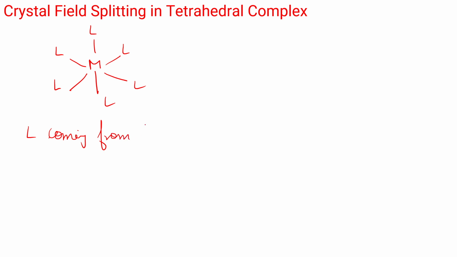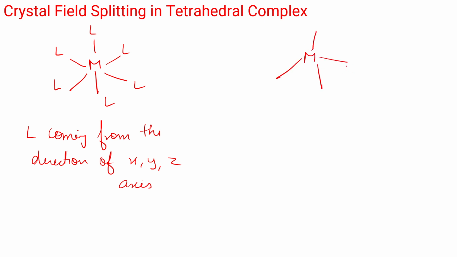Coming to the crystal field splitting in tetrahedral complexes. What was the difference between a tetrahedral complex and an octahedral complex? In the case of an octahedral complex, six ligands are there, and these ligands are coming from the direction of the x, y, and z axis. While in the case of a tetrahedral complex, these ligands are coming in between.